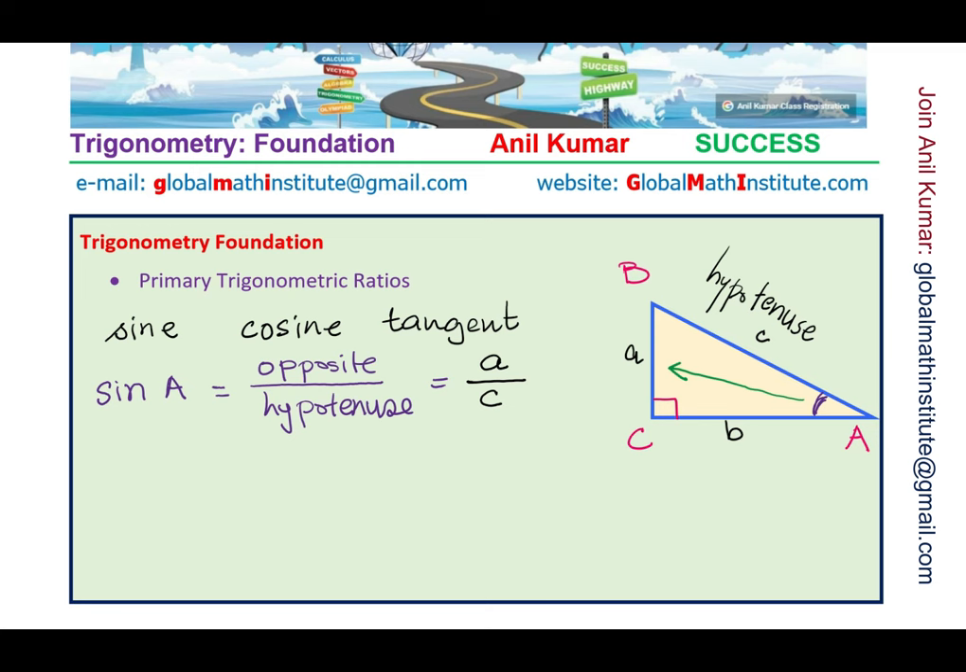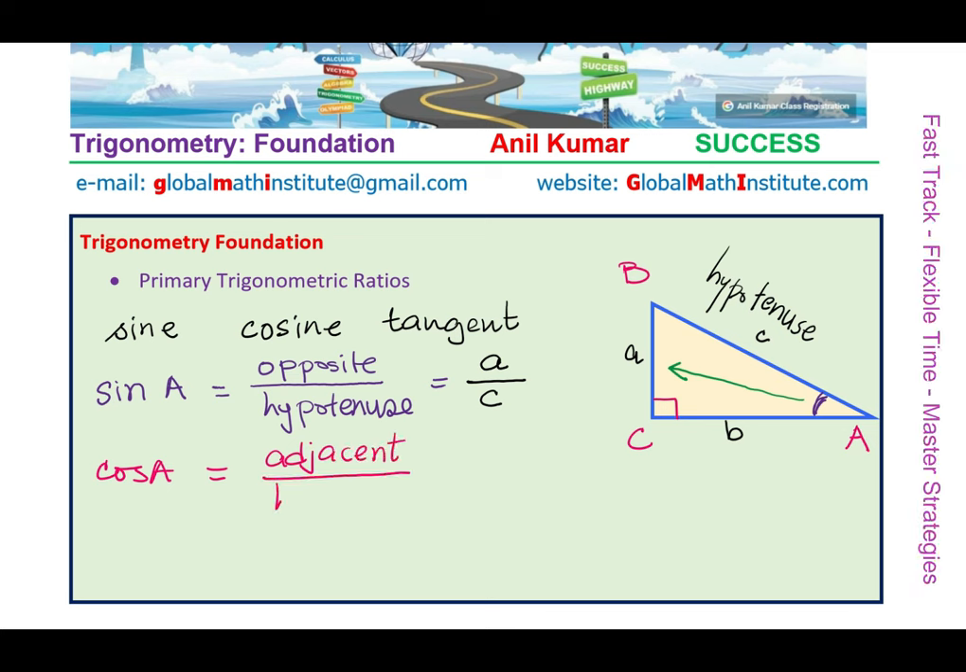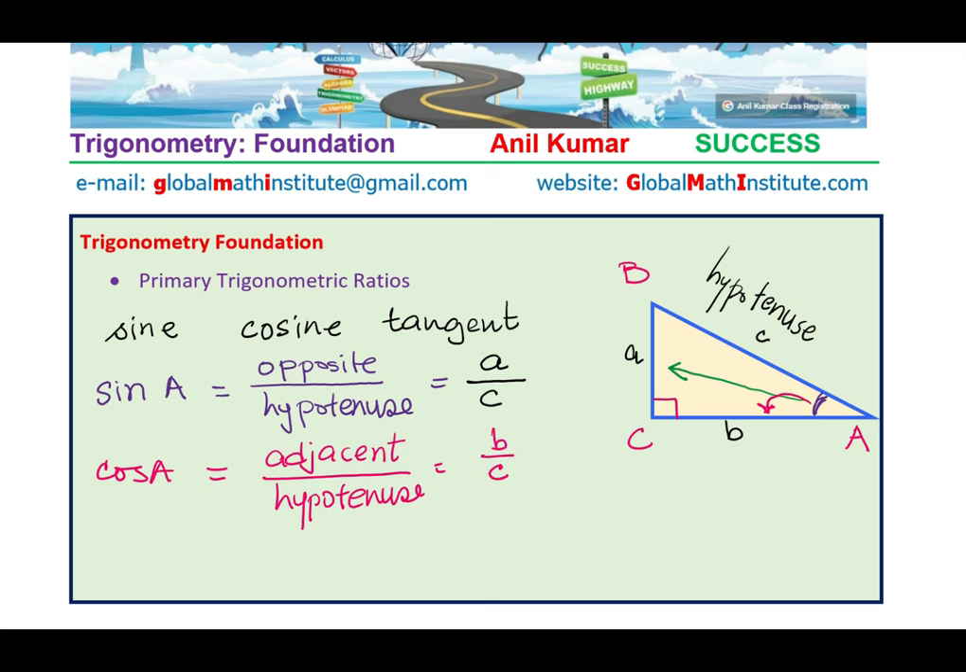Now let's find what is cosine of A. Cos A is defined as adjacent side over hypotenuse. So adjacent to A is this side, between 90 degrees and the angle, and the length in this case is b, so we could write this as b over c. Make sense? So that is how we define our primary trigonometric ratios sine and cosine.